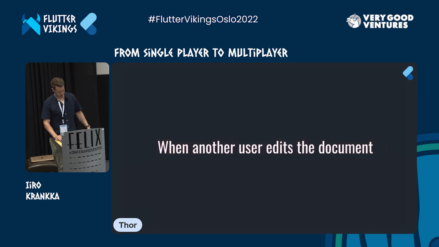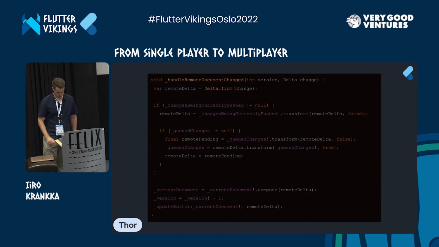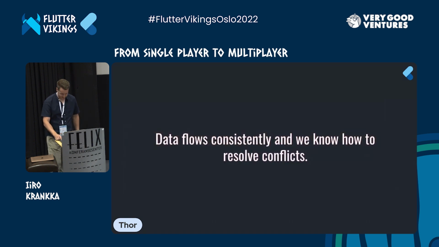What happens if some other user edits the document? Well, we have this callback here. So what we do is the same thing. We compose the current document with the change, so we get the new state. And then we bump the version, and we tell SuperEditor that, hey, here's the entire document that you now have to re-render. It's more complicated than that, of course, and it's even more complicated than this, but we are not going to have time for that. And now we have consistent data flow, and we know how to resolve conflicts.